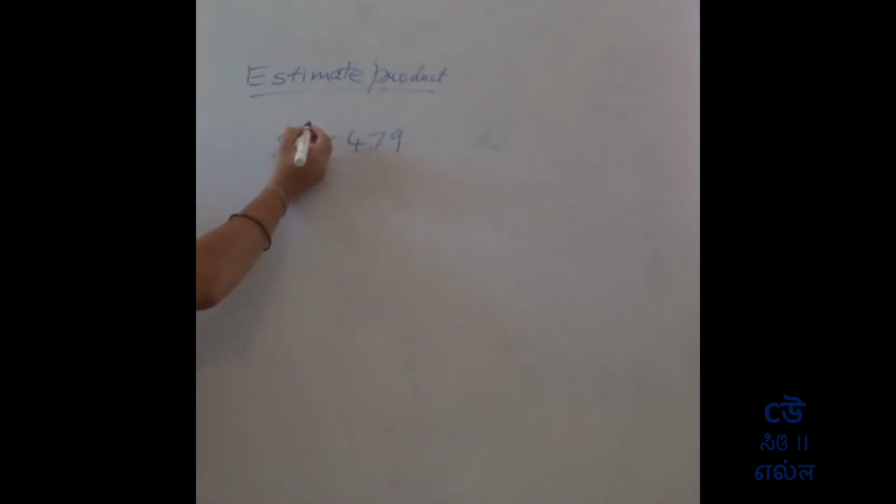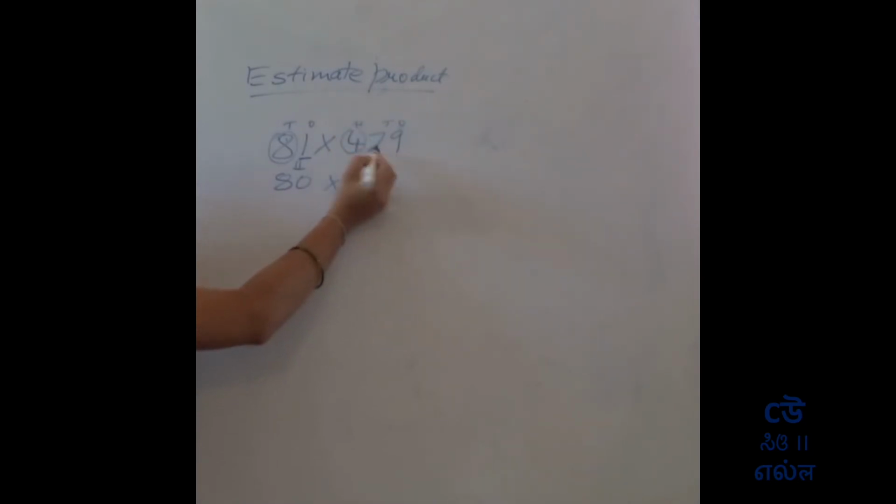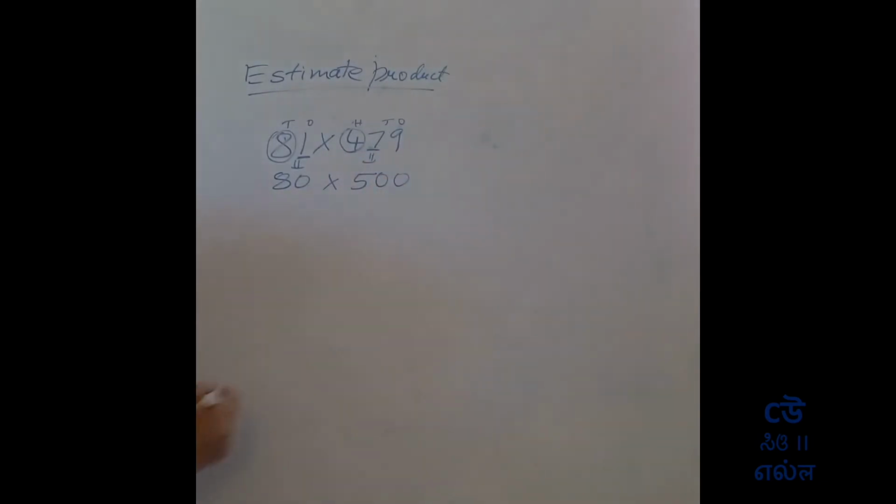So you round off to the greatest place value. Here the greatest place value for 81 is tens. Considering the 1, 1 is less than 5, so the circled number will remain as it is. In 479, your greatest place value is what? Hundreds place. So round off the hundreds place number. To the right of the hundreds place we have 7. 7 is greater than 5, so we have to increase the circled place value. 4 is increased to 5. The remaining will be 0, 0.